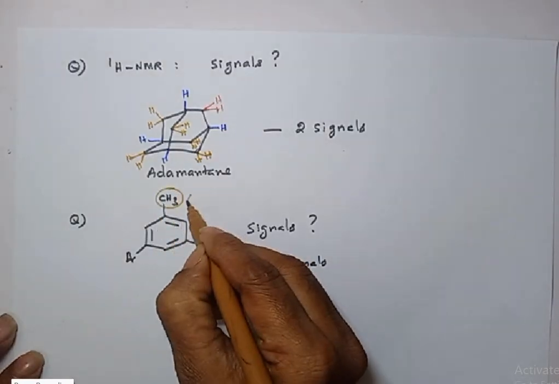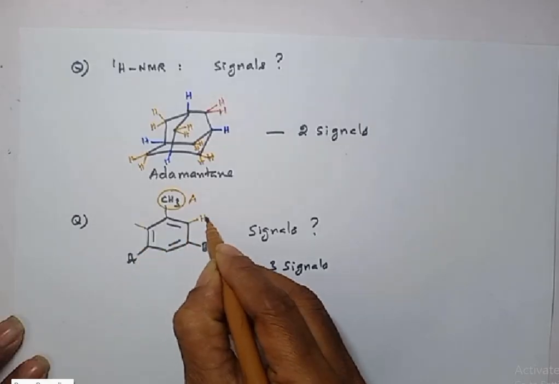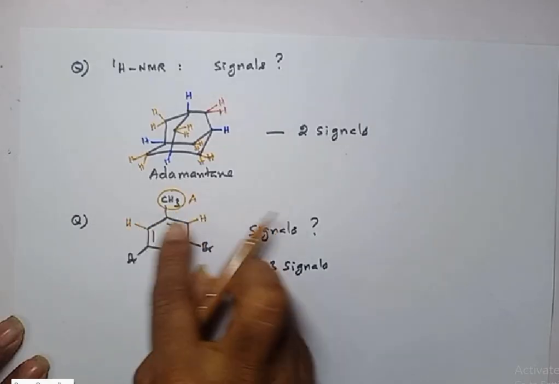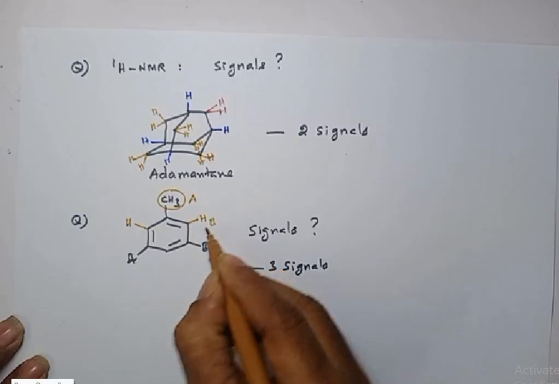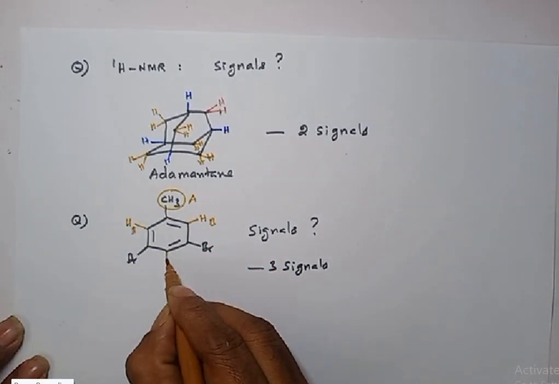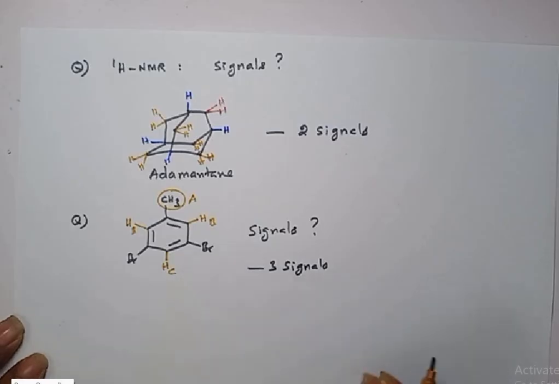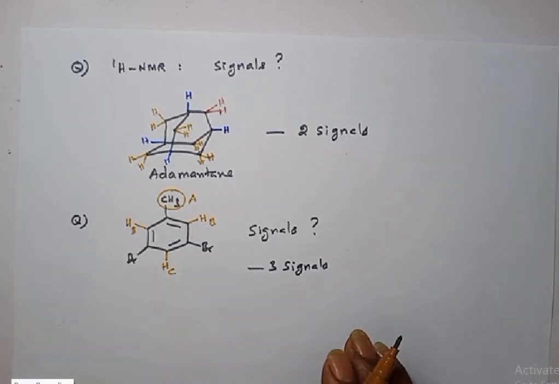See, the methyl protons, let me take it as A, and the protons at the ortho position with respect to methyl, these 2 protons are equivalent. Let me represent that as B. And we have a proton at the para position. Let me represent that as C. In the proton NMR spectrum of this compound, we get 3 signals.